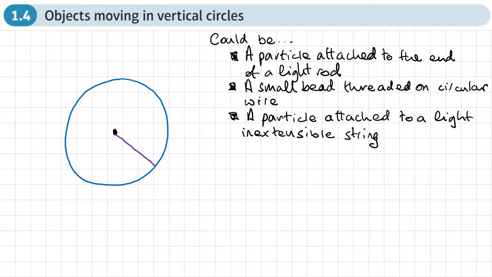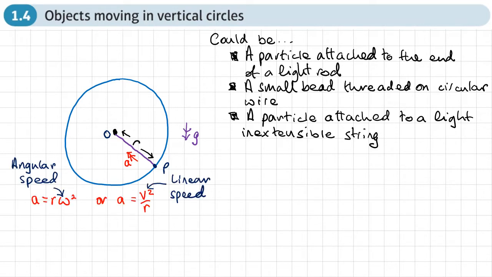So let's go back to our diagram here. We'll label this point the center of the circle O, and the point where the particle is, we'll label that P. We're interested in the radius of this circular path, so we'll label that as r. And since this is a vertical path, we're going to have gravity acting downwards like this. And just like before, we're also going to have acceleration acting towards the center of the circular path. That's either r omega squared, where omega is the angular speed, or v squared over r, where v is the linear speed, or the question may just say speed.